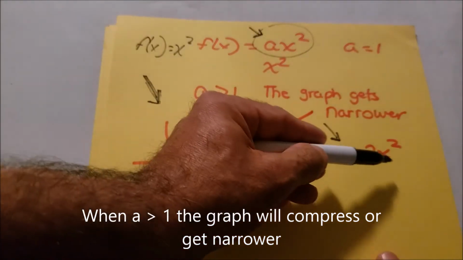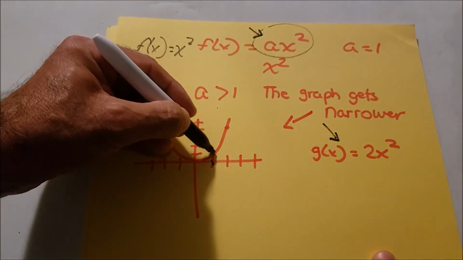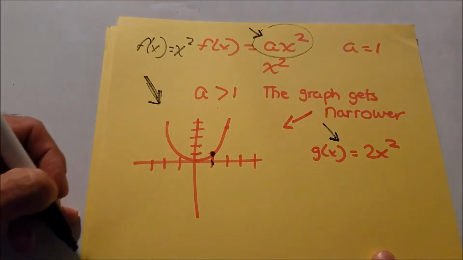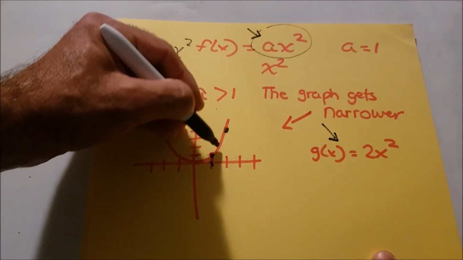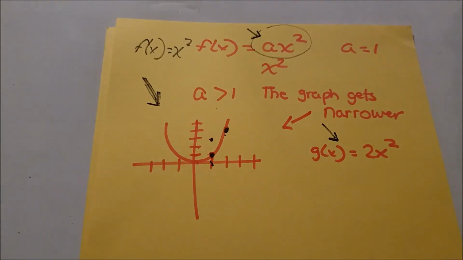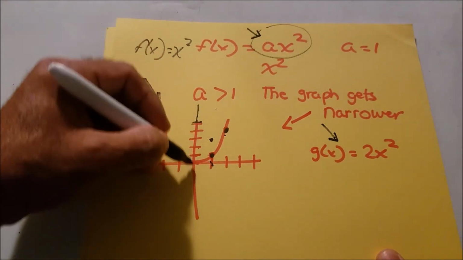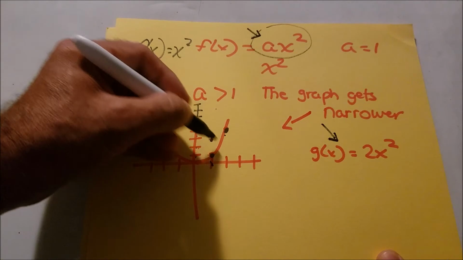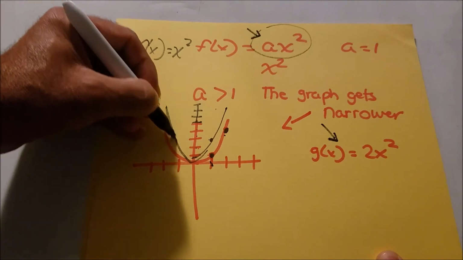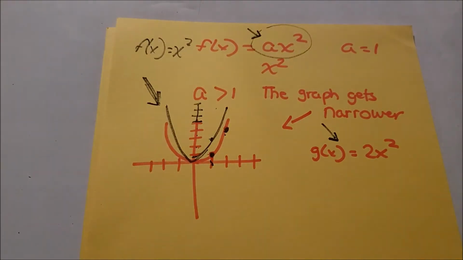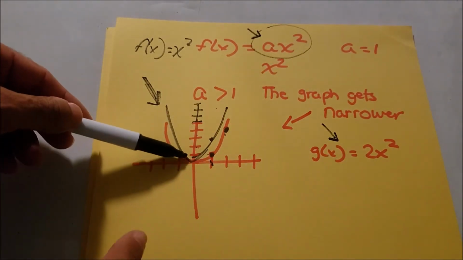So let's just say x is 1. Right here, x was 1. When x is 1, 1 squared is 1. So it would be right there, which we see. If x is 2, 2 squared is 4. It would be right there. So that's if we had f of x equals x squared. And with 2x squared, if x is 2, 2 squared is 4, and 4 times 2 is 8. So it would be way up here. So we have 1, 2, 3, 4, 5, 6, 7, 8. So when x is 2, it's up here. So you can see when a is greater than 1, this is just a rough graph, in this case 2, it will get narrower.